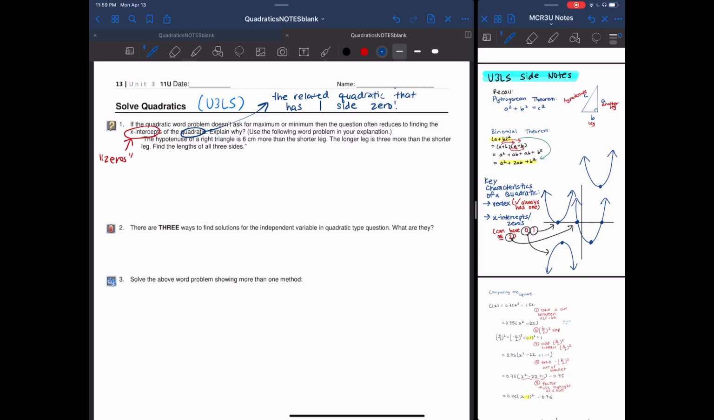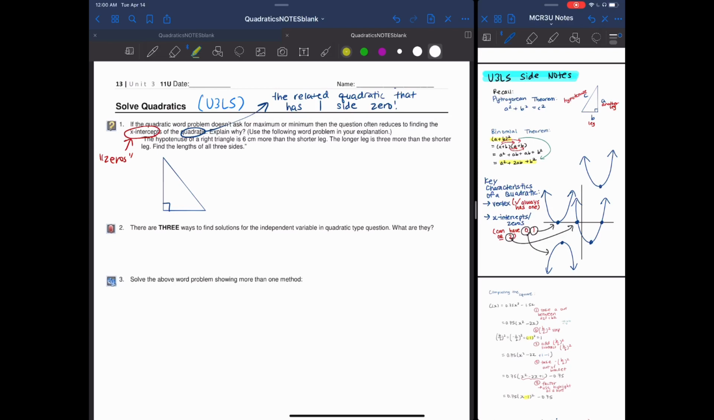So let's look at this example. The hypotenuse of a right triangle is 6 centimeters more than the shorter leg. The longer leg is 3 more than the shorter leg. Find the lengths of all 3 sides. So let's draw our right angle triangle, and highlight some key features.